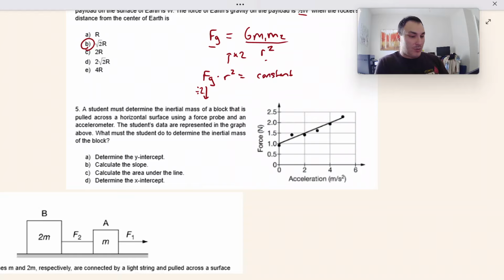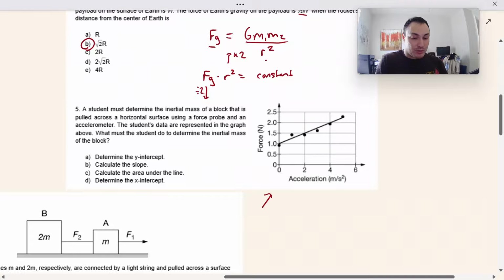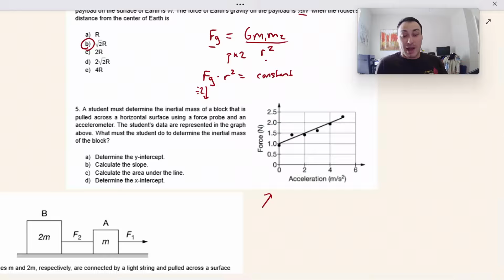We have a force probe and an accelerometer, so we're doing an experiment where we can measure force and acceleration, which is what this graph is showing. We want to know how we can get mass from this graph. Whenever you're given a graph, the first thing you should ask yourself is, what are the axes, and then what equation can I use? We are given force and acceleration. What equation do we know that has both force and acceleration in it? It's the biggest equation in AP physics, F equals ma.